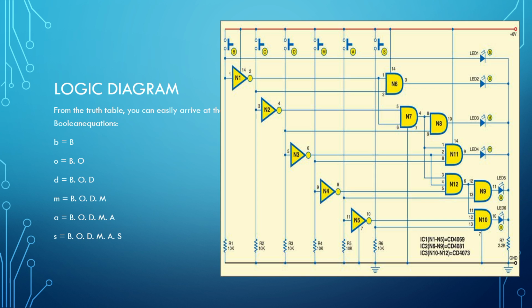Similarly, B has the highest priority. If B is pressed, no matter what other keys are pressed, B will always keep glowing, because B has the highest priority among all. That's how the circuit works. As you see, with the help of these NOT gates and AND gates, the circuit is made. So this is the working of the circuit.